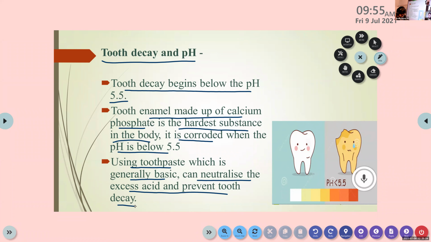Clear? Yes, ma'am. So you can note down these points. Surya, can you please read the slide?